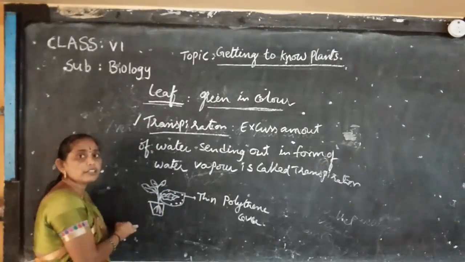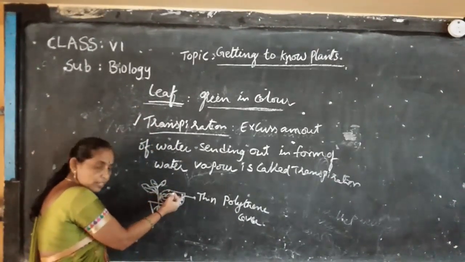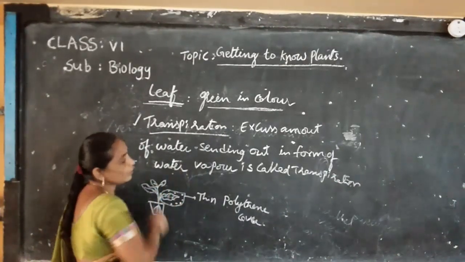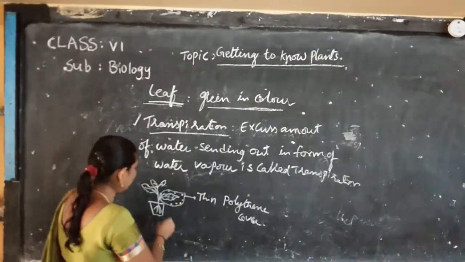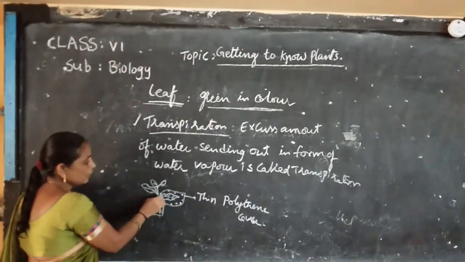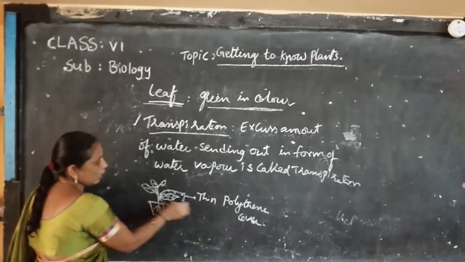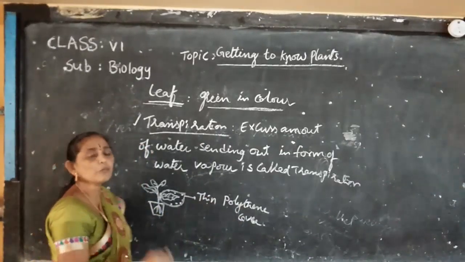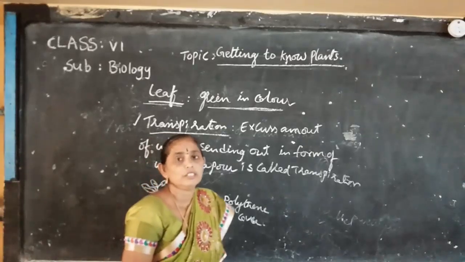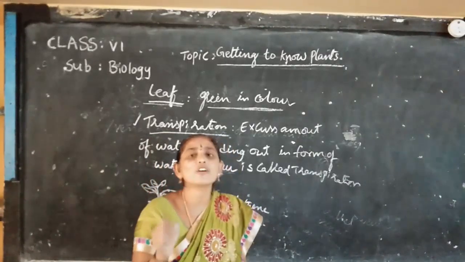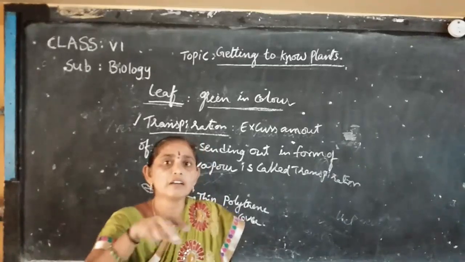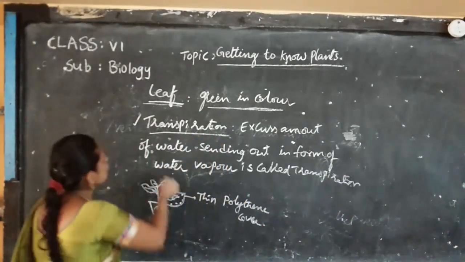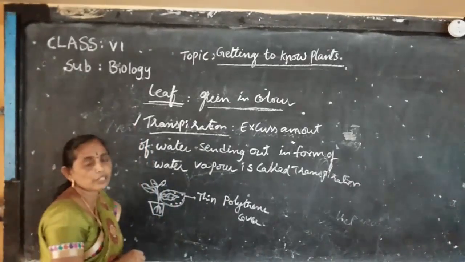Observe carefully, children. Excess amount of water sent out in the form of water vapor is called transpiration. Take a potted plant and cover the leaf with a thin polythene cover overnight. Next morning we observe small droplets of water on the surrounding of the polythene cover. This process is called transpiration.